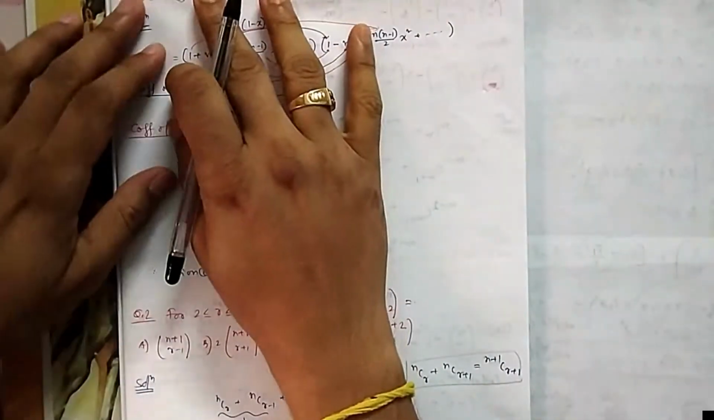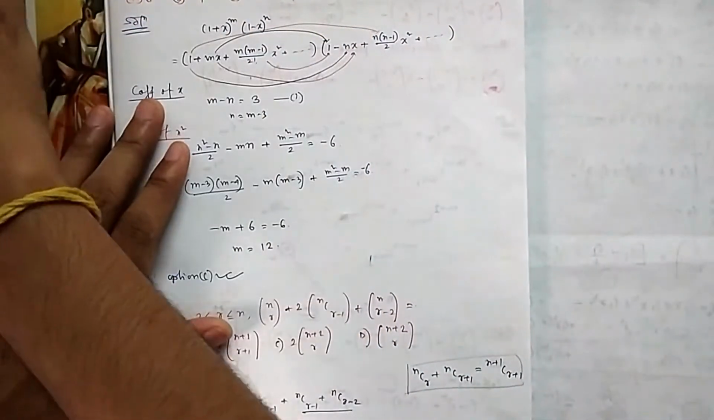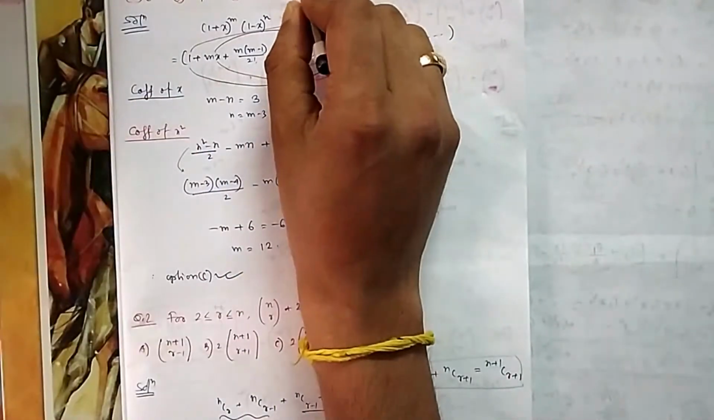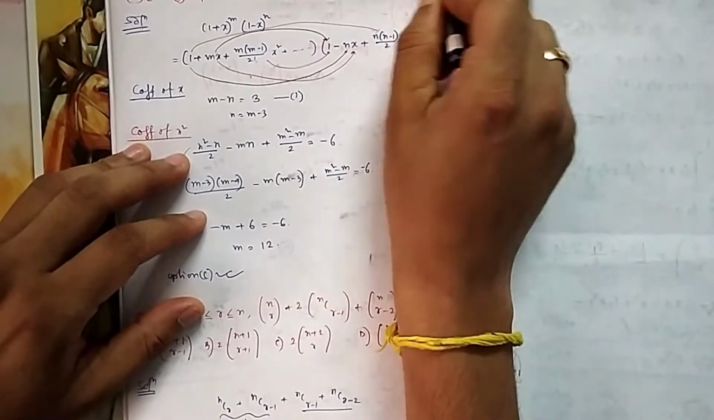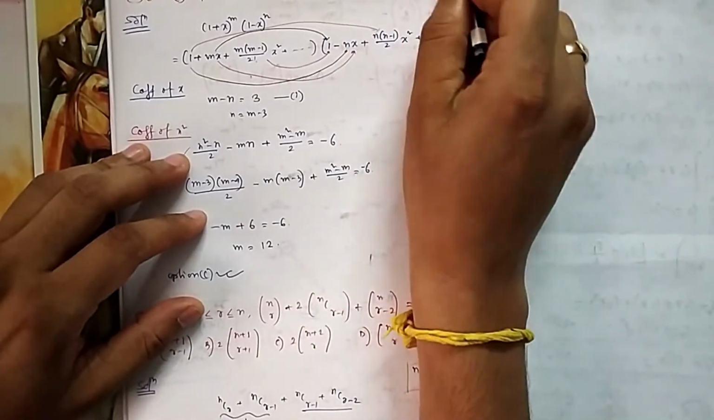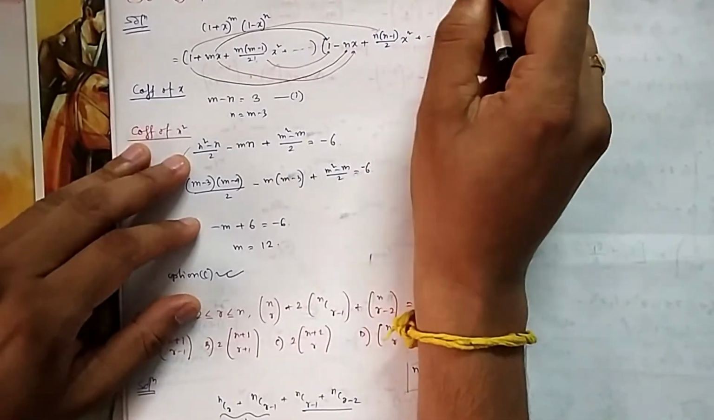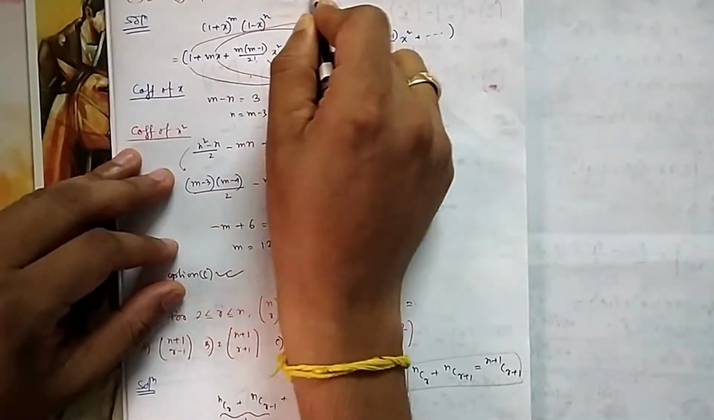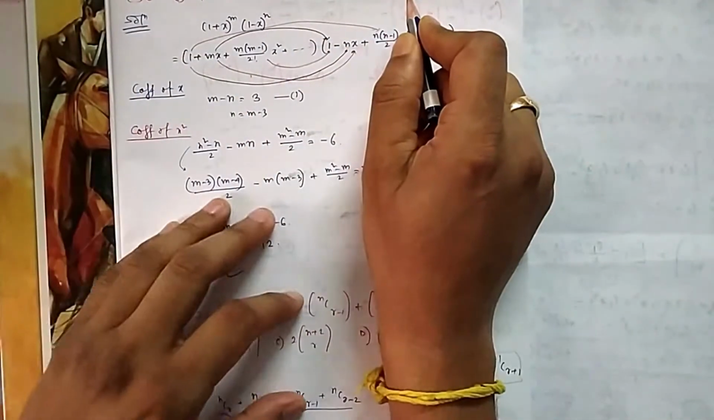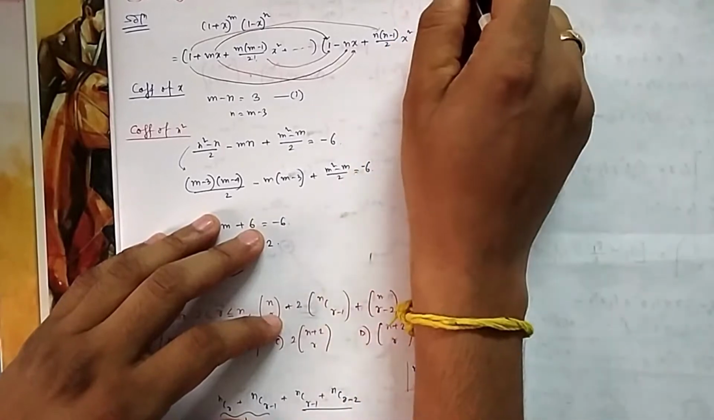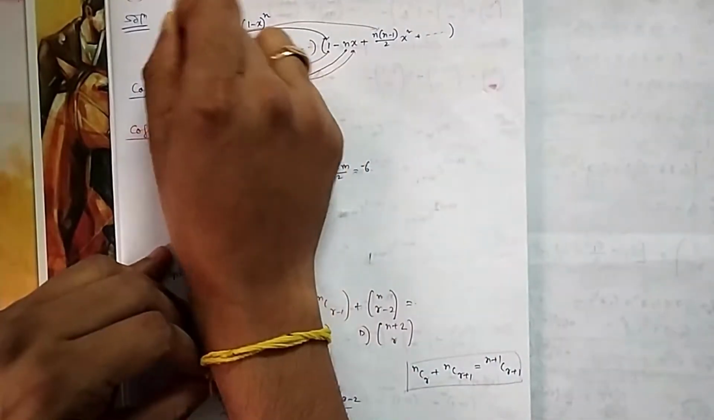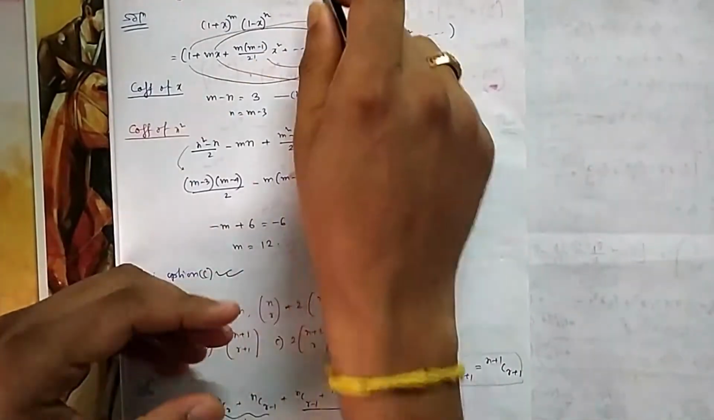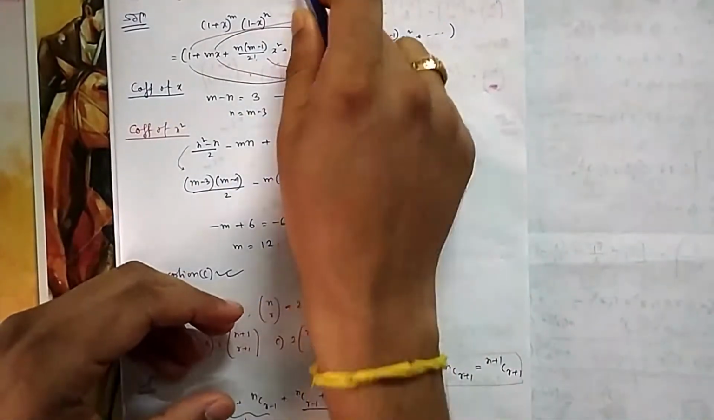Okay students, in question number 1, what they have asked: in the expansion of (1 plus x) to the power m and (1 minus x) to the power n, the coefficients of x and x square. Coefficient of x means power is 1, and x square are 3 and minus 6, they have given, and they are asking to find the value of m. That means the two coefficients, one for x to the power 1, one for x square, they have given. So let us find these coefficients in this expansion, then this can be solved.